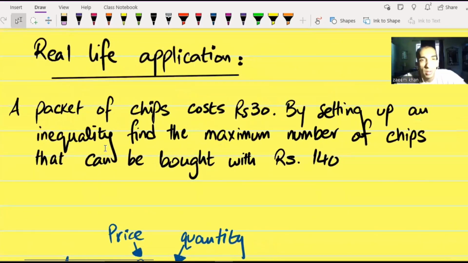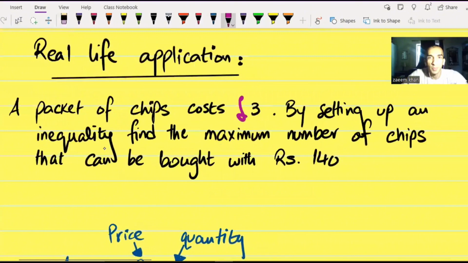Real life application. Can you read it out for me? A packet of chips costs 30. Let's convert that into a value that you're familiar with. Let's convert it to pounds. And let's convert 13 to just £3.